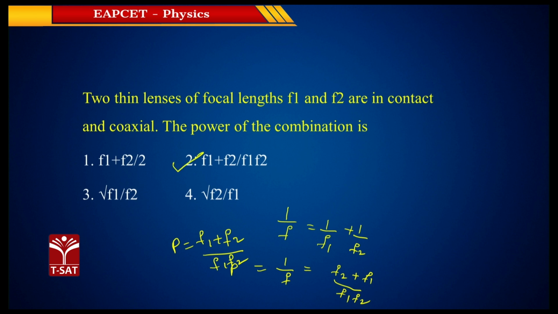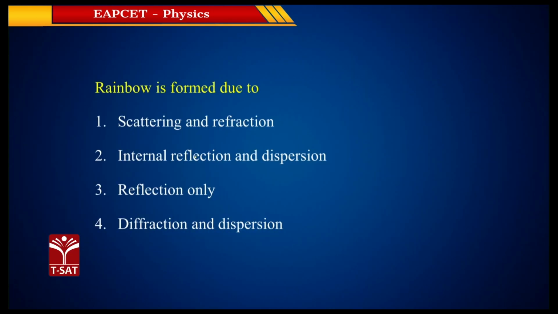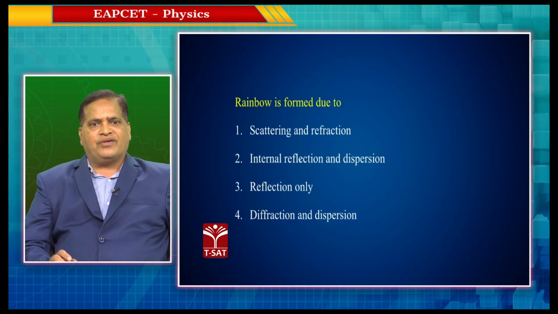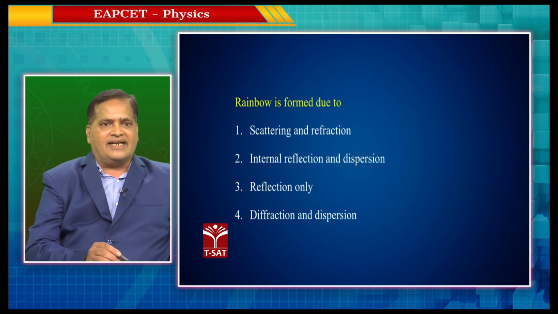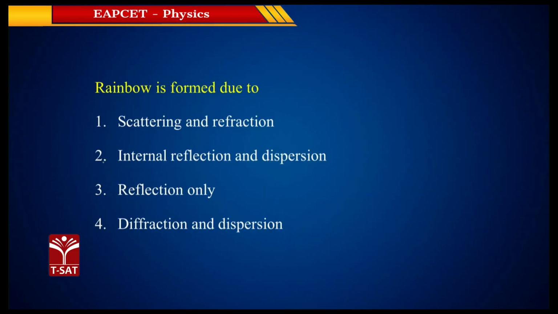Okay children, and next, rainbow is formed due to: number 1 scattering and refraction, second one internal reflection and dispersion, reflection only, diffraction of dispersion. Here the second option is correct, children. Internal reflection and dispersion. Okay, rainbow is based on this principle.